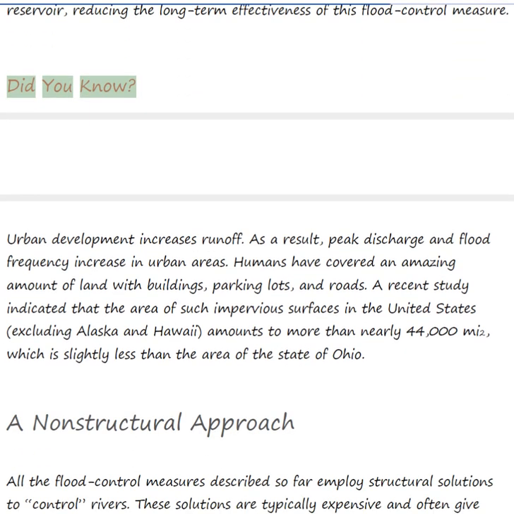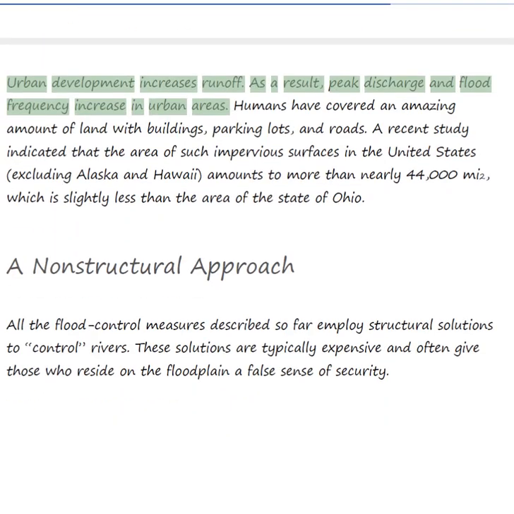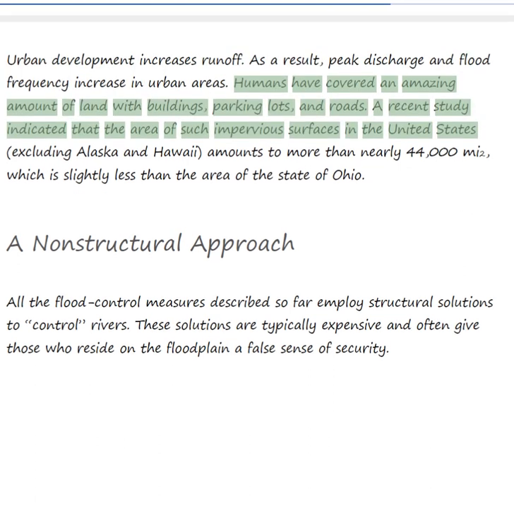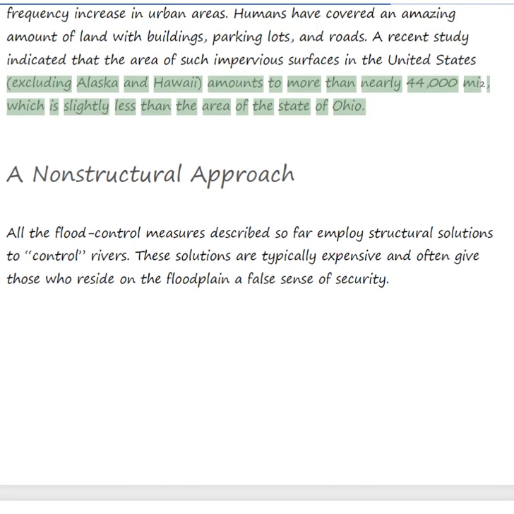Did you know? Urban development increases runoff. As a result, peak discharge and flood frequency increase in urban areas. Humans have covered an amazing amount of land with buildings, parking lots, and roads. A recent study indicated that the area of such impervious surfaces in the United States amounts to nearly 44,000 miles, which is slightly less than the area of the state of Ohio.